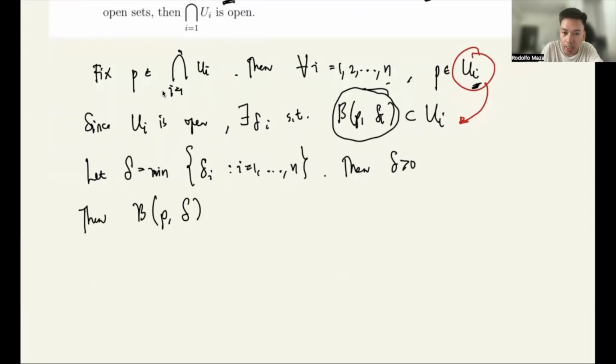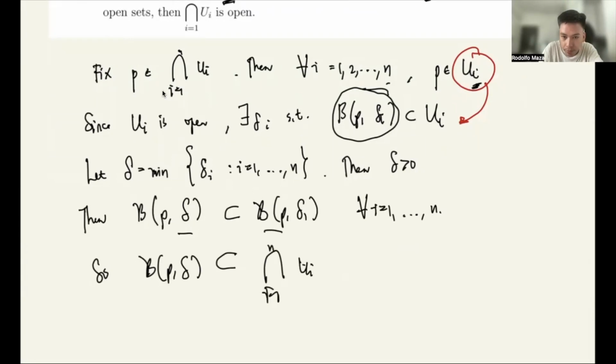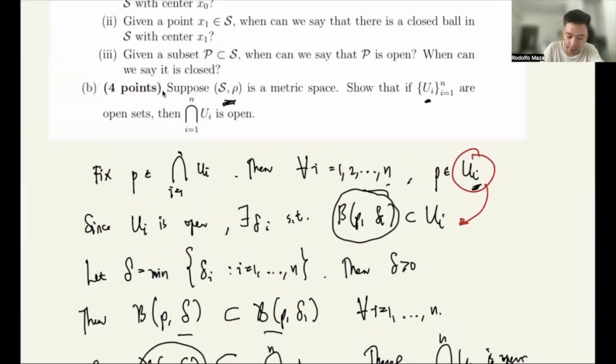Ibig sabihin, this is a subset of B of P delta I for each I from 1 to n. Diba? Dahil ito is a subset of this, so B of P delta is in the intersection of UI, I from 1 to n. So, dahil nag-contain na siya ng open ball na yan, so, therefore, mag-conclude na tayo that this one is open. Yun lang. That's it. So, that answers this one.